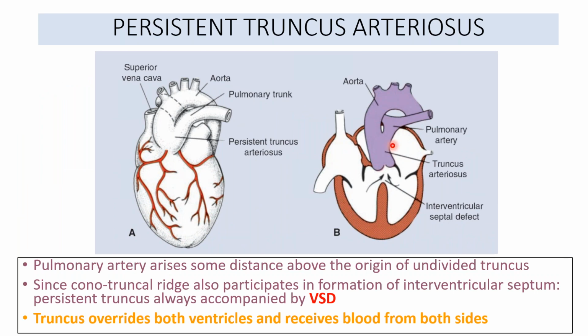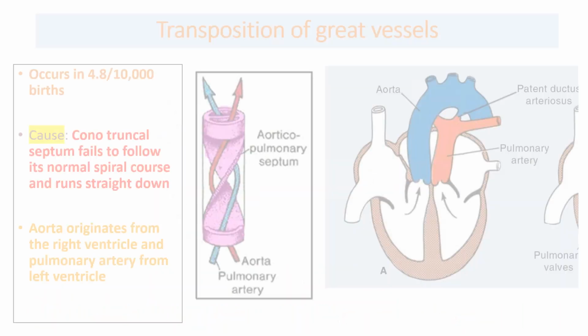And the conotruncal region, as we know, also contributes to the formation of the membranous part of the interventricular septum. So most of these outflow tract defects, or the conotruncal septal defects, will be associated with VSDs. Ventricular septal defects will be found in all. So this is the associated ventricular septal defect. So the truncus over here, what is happening? The truncus is overriding both the ventricles and receiving the blood from both sides, in the persistent truncus arteriosus.